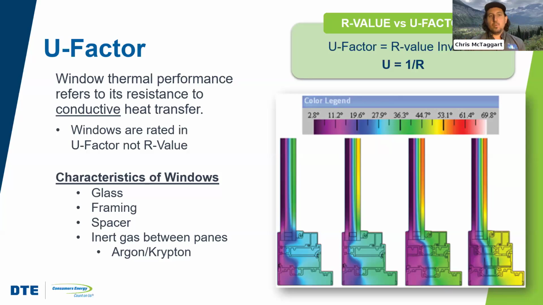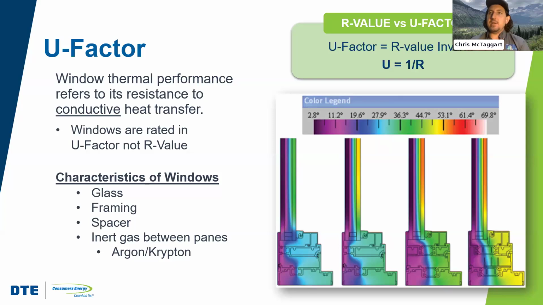The glass widths are spaced with a spacer product, and that spacer also factors into the performance of the window. Sometimes they're more of a foam type of spacer. Sometimes there are different types of metal spacers. Some are more conductive than others. So that spacer makes a difference as well.